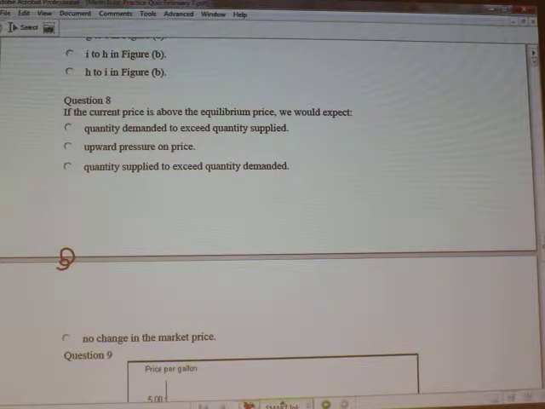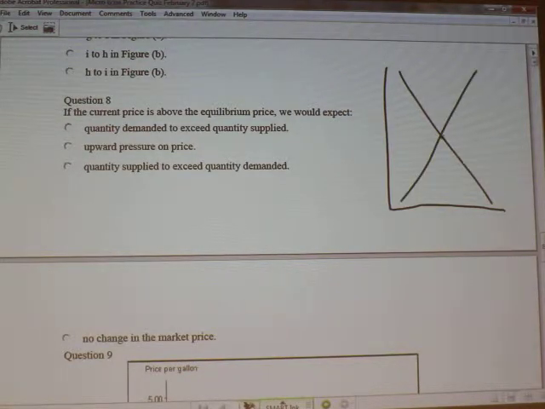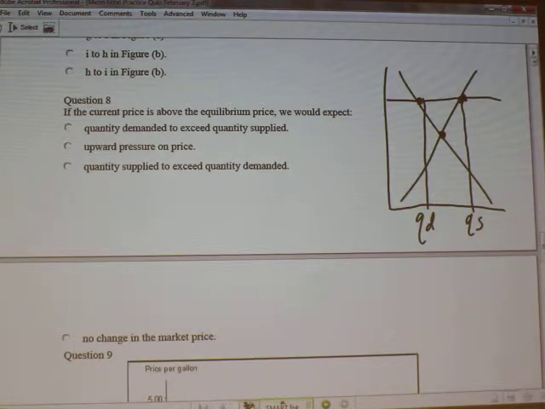Okay, question 8. If the current price is above the equilibrium price, we would expect, so let's draw our curve again. Here's the equilibrium price, but the current price is above it. So what would we expect? We would expect that the quantity supplied would be greater than the quantity demanded, not A, right? We would expect downward pressure on price, not upward pressure on price. C is the right answer.